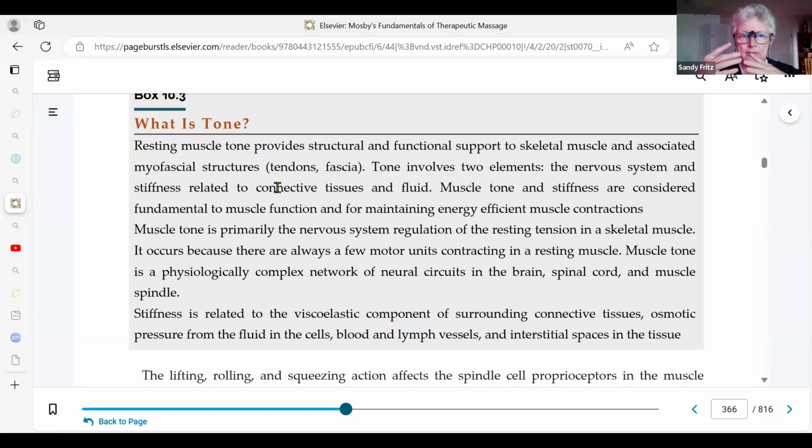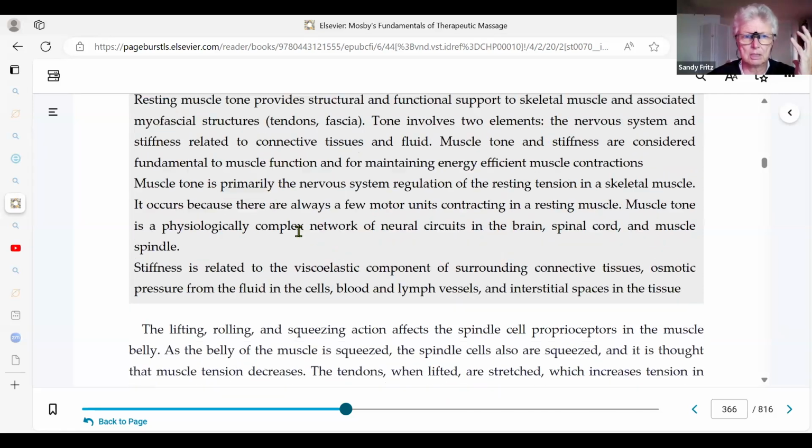So one is the nervous system, and that's the relationship of the fibers together. And the other is its stiffness or pliability. And that has to do with the connective tissues and the fluid component. So muscle tone is the nervous system, and then stiffness has to do with these other elements.